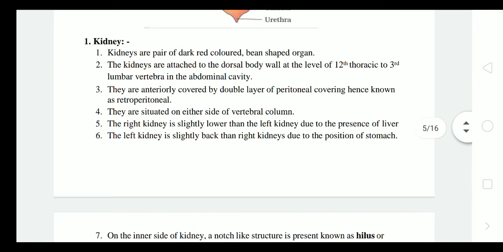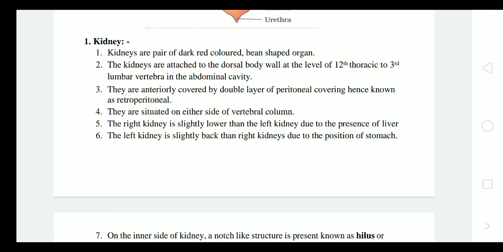Start with the kidney first, which is a pair of dark red colored bean-shaped organs. Bean shape means a kind of elongated shape which is bulging at the middle. Kidneys are attached to the dorsal body wall at the level of 12th thoracic to 3rd lumbar vertebra. So the organs in our thoracic and abdominal region are found by this kind of position, with the number and position of vertebrae.